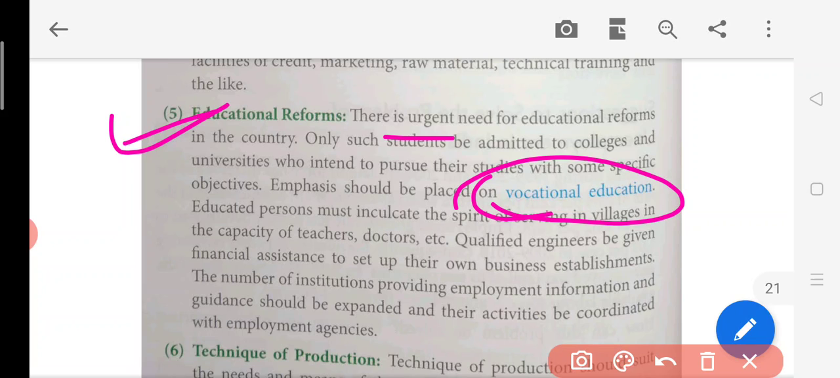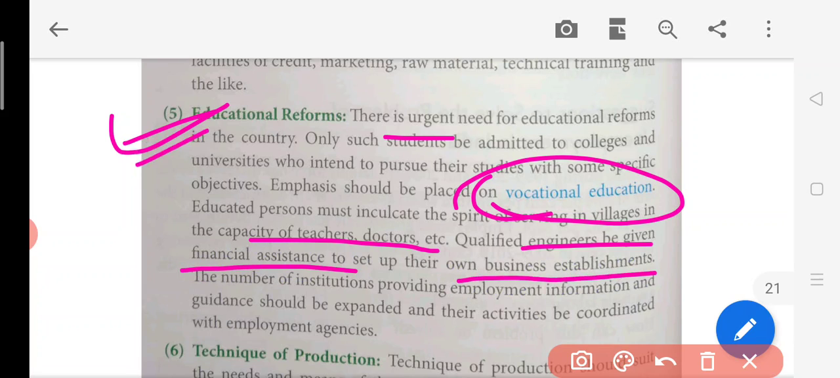Like here we can say teachers, doctors, and qualified engineers can be given financial assistance to set up their own business establishments. When you are educating a person, definitely you can provide him some finance also. All this technical training can be used, and people doing such learning can be motivated to set up industries by taking loans from financial institutions or banks. This is how we can generate more employment.